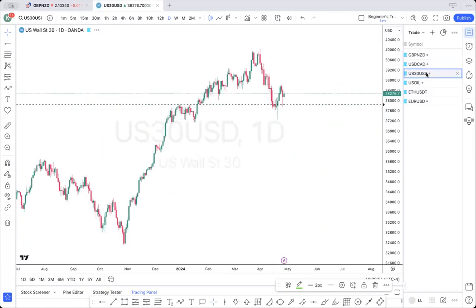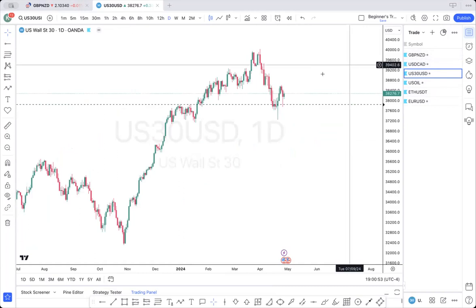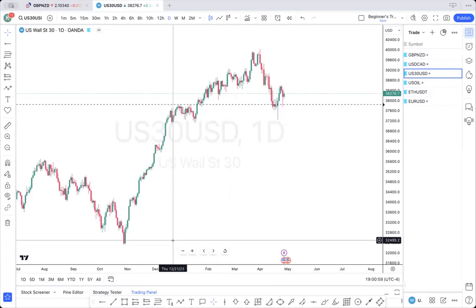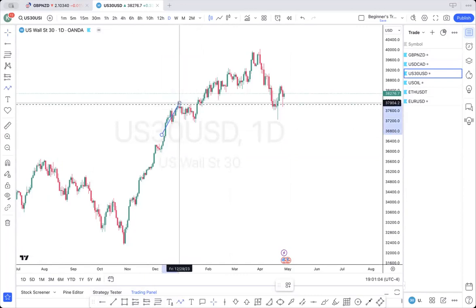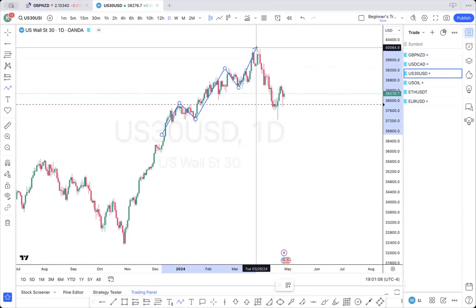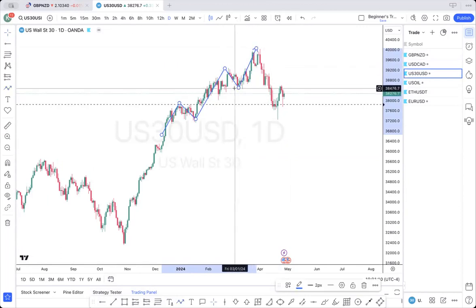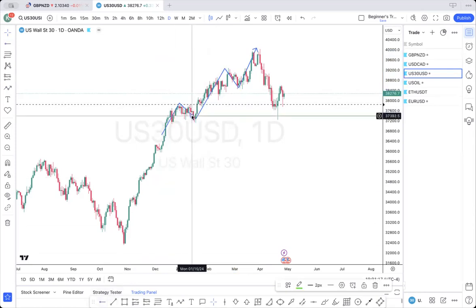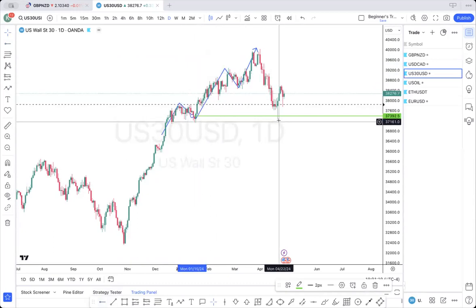Like I said, US 30, don't trade US 30. Now, US 30 did tap into it. We had to push up, we had to pull back, we had to push up, we had to pull back, we had to push up. Price broke this low, broke this low. Price pulled back into this order block and has been pushing up.